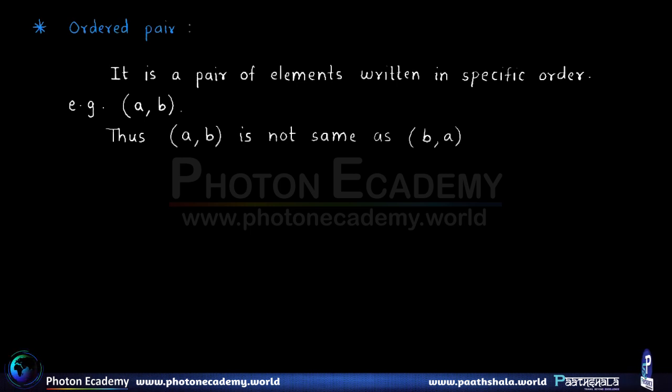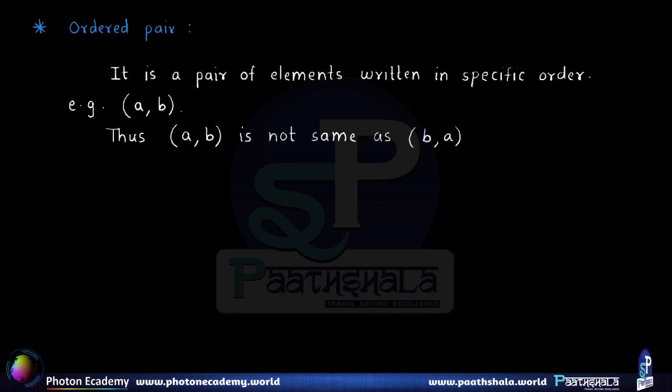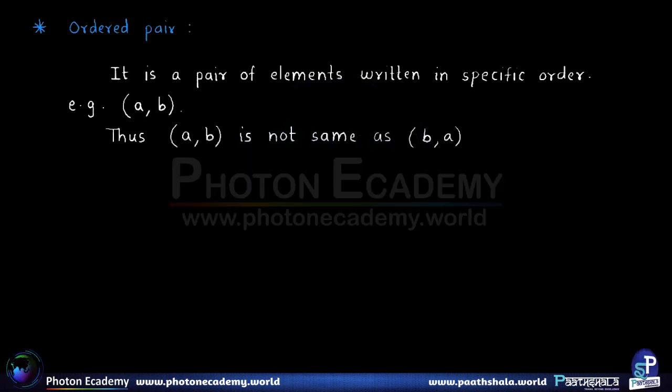Therefore, the pair (A, B) is not the same as the pair (B, A), simply because we have changed the order, so it's a different ordered pair. One important point: the round brackets shown here do not indicate the open interval, as we saw earlier in the definition of open and closed intervals. Here it is simply a pair of two elements A and B.